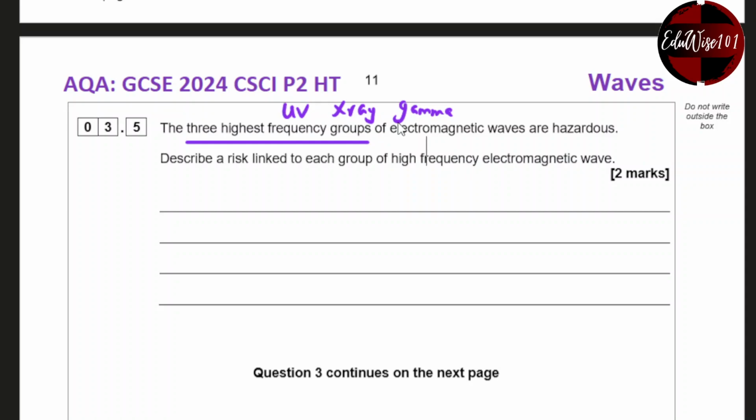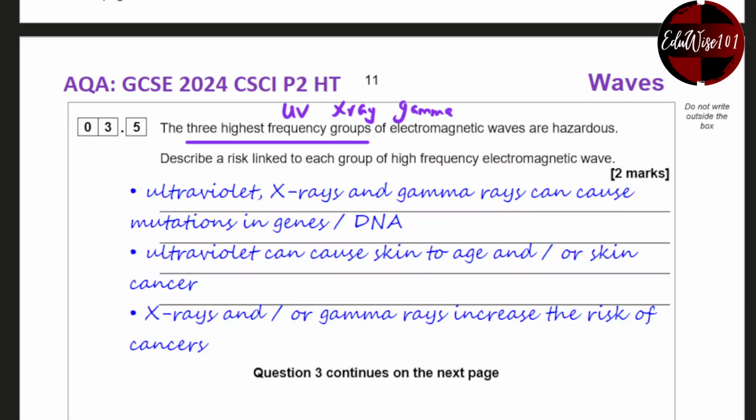So UV, X-ray, and gamma, they are all ionizing. Gamma is the most ionizing, it can cause cancer. UV is the least ionizing, and it can cause sunburns, and overexposure to UV light over a very long period of time can lead to skin cancer. So here's the answer. UV light or ultraviolet light, X-rays and gamma rays can cause mutations in genes. Ultraviolet can cause skin to age or can cause skin cancer, and X-rays or gamma rays increase the risk of cancer.